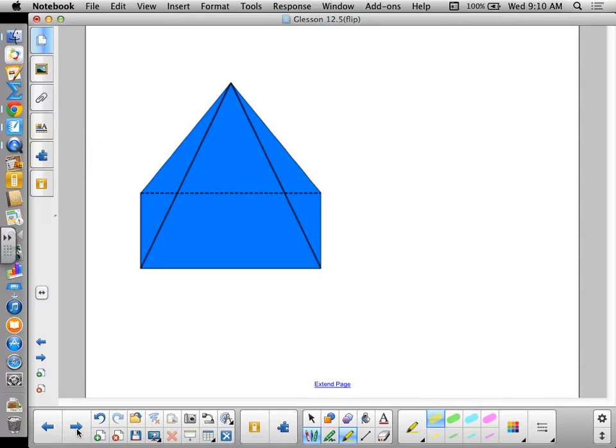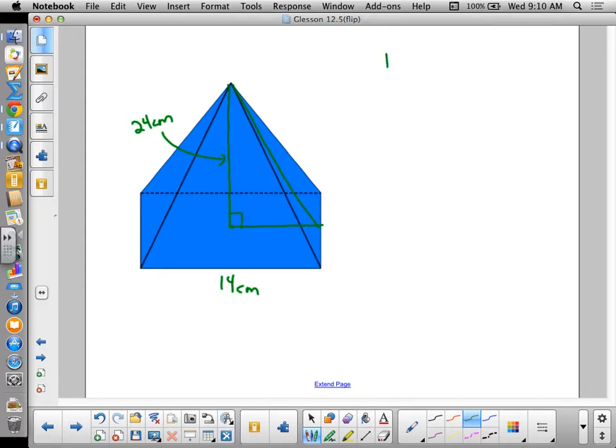Let's take an example. Here I have a square-based pyramid. We're going to go ahead and draw in the necessary parts. I'll say that one side of this square is 14 centimeters. And I'll give you the height here is 24 centimeters. Let's find everything we need to know about this pyramid, surface area and volume.